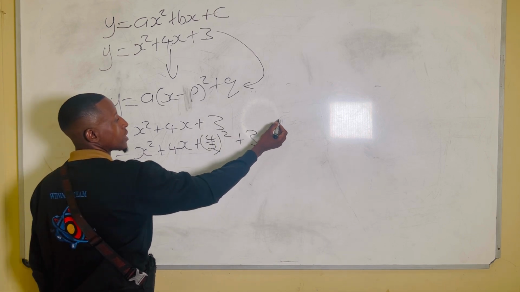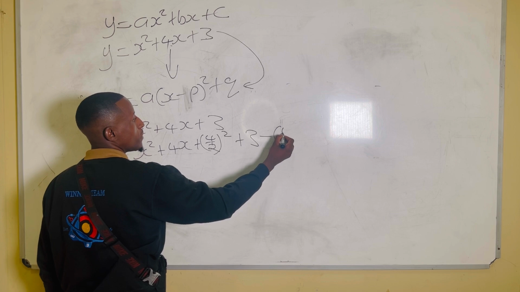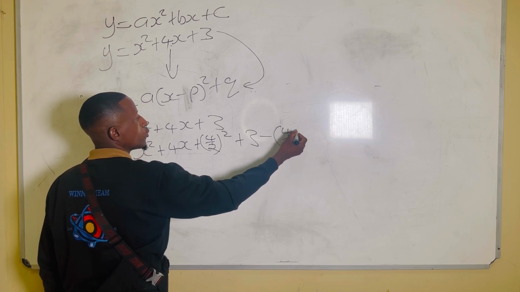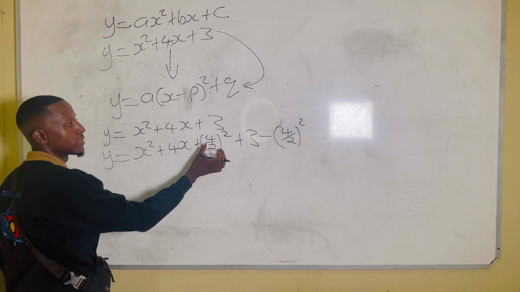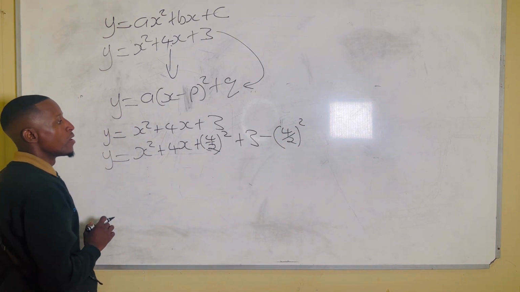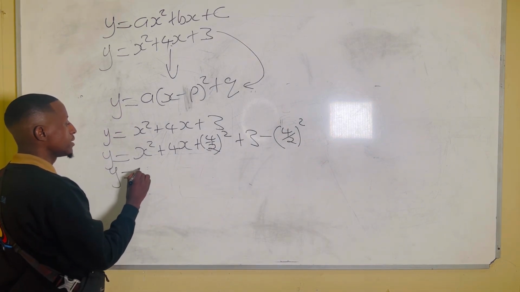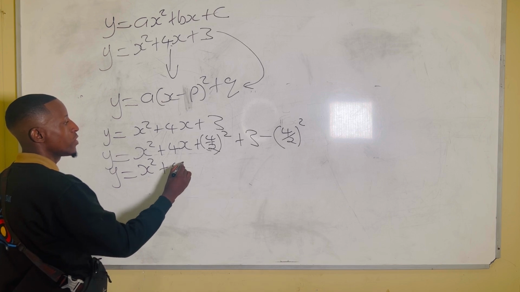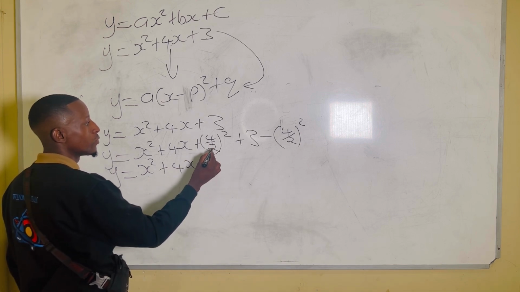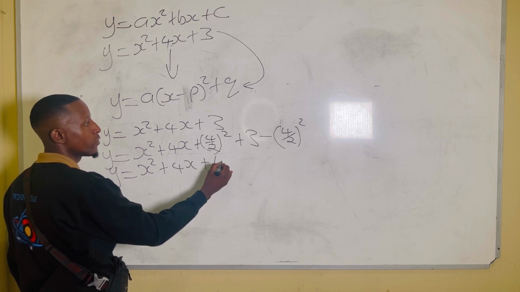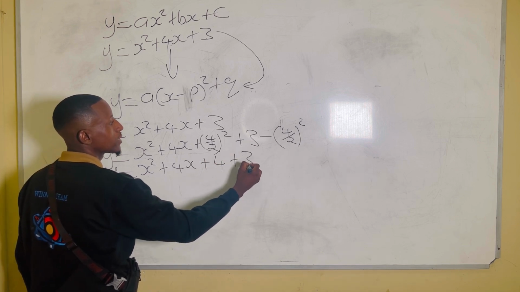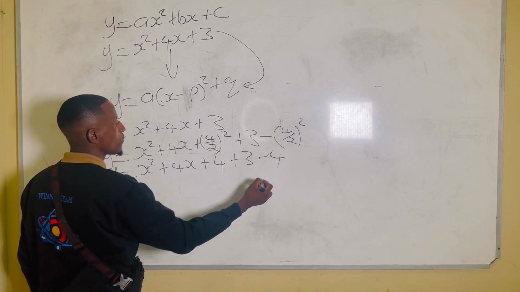Then after that you subtract it. So if you subtract it, it's going to be 4 over 2 squared. So it's like nothing happened, because this and this are the same. From here, if you simplify this, you're going to have 4x. This one, 4 divided by 2 gives you 2. 2 squared is 4. This one plus 3, and this one is going to be minus 4.